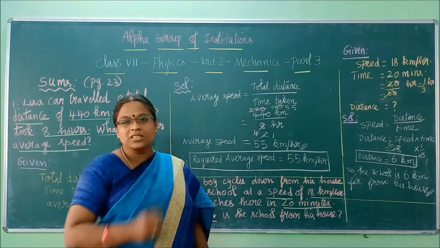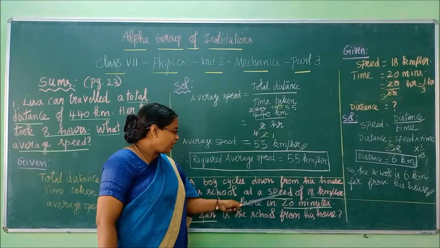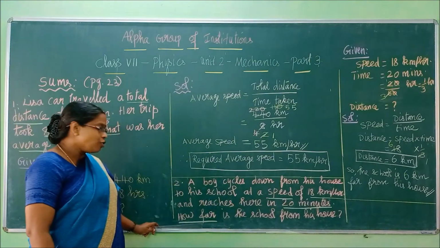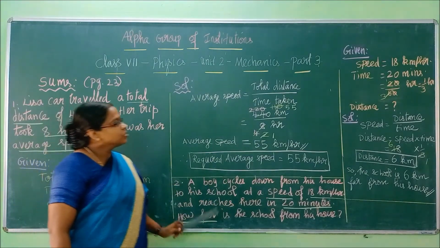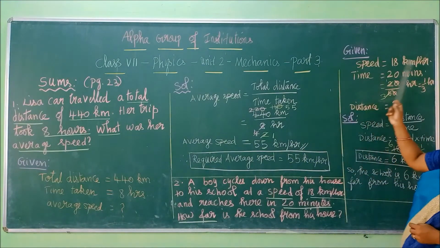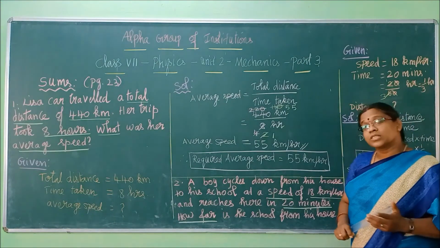Come on to the first step. Underline the key terms in your question. Speed 18 km per hour, 20 minutes. How far? Right. So write the given. What is given there? Speed is 18 km per hour. So kilometer goes with hour. So no problem for us. Time is 20 minutes. Here only the problem comes.